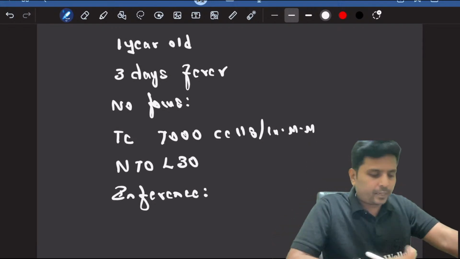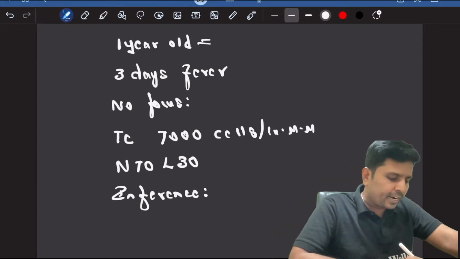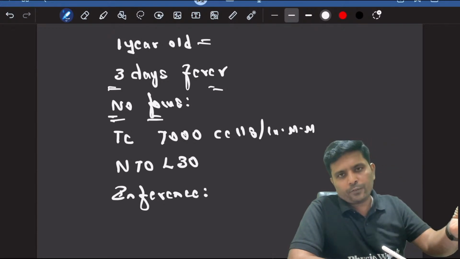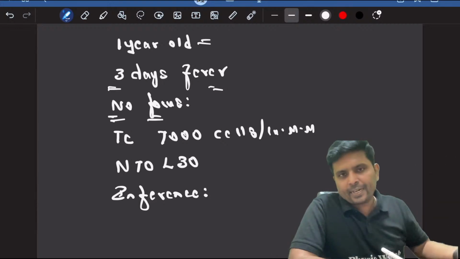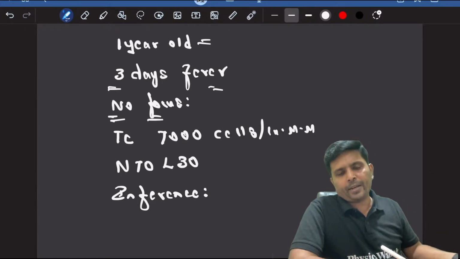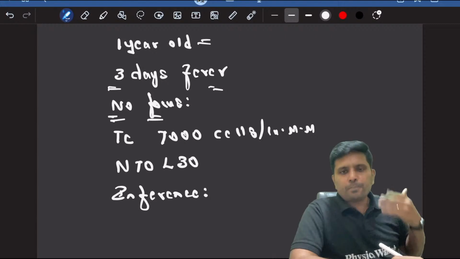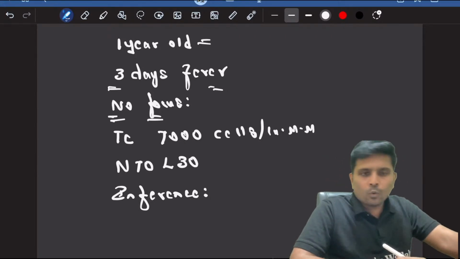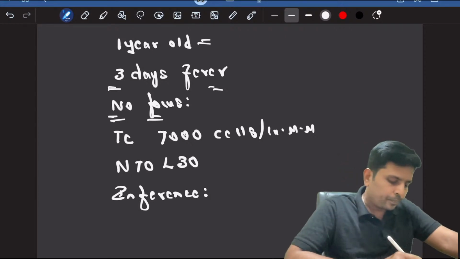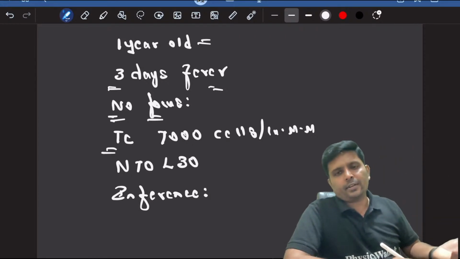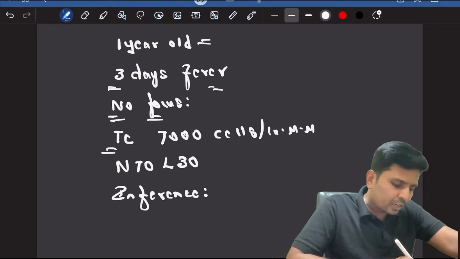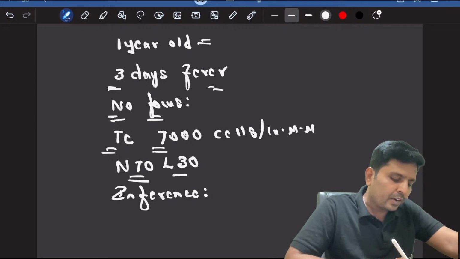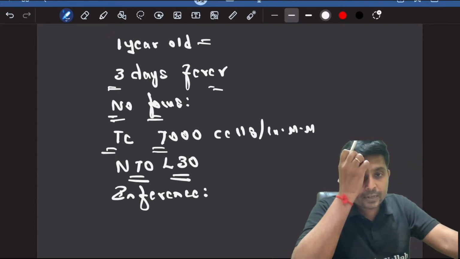Based on this discussion, a 1-year-old child, 3 days fever, no focus. What do you mean by no focus? No cough, no cold, respiratory rate is normal, no rash, no joint pain, liver is not palpable, spleen is not palpable. That is called fever without focus. And one doctor had advised a complete hemogram. In that, total count is 7,000 cells per cubic millimeter, predominantly neutrophil 70%, lymphocyte 30%.